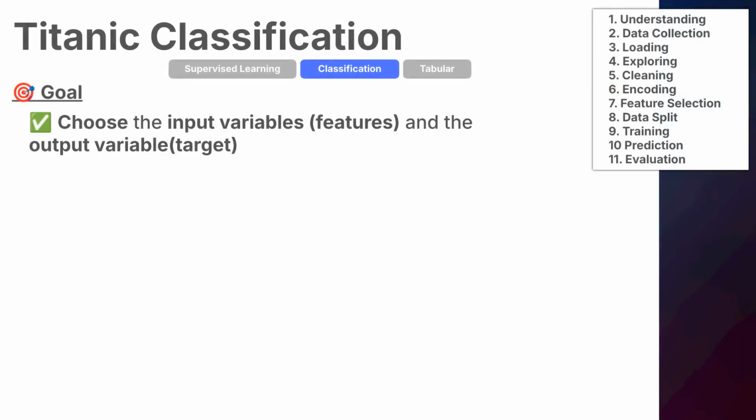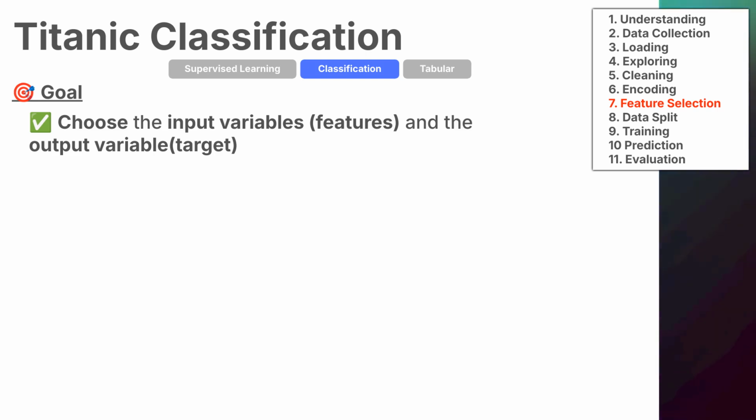7. Feature selection. In this step, you'll separate the dataset into 2 parts. Features, the input values the model will use to learn patterns, and target, the value you want the model to predict. This step matters because your model learns from features to predict the target. So choosing the right features is critical for accuracy.